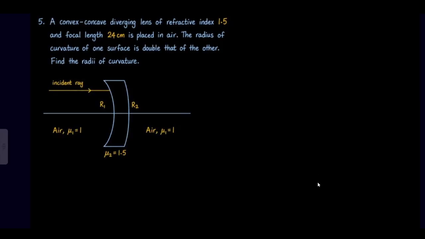Now here you can see this radius is R1 and this radius is R2. They give that the radius of curvature of one surface is double that of the other. So in this R1 and R2, which one is the bigger value?